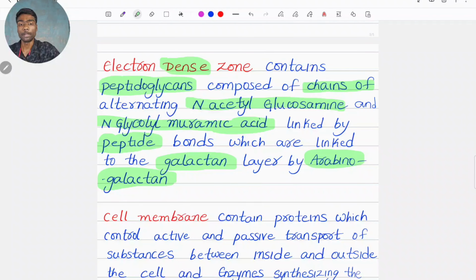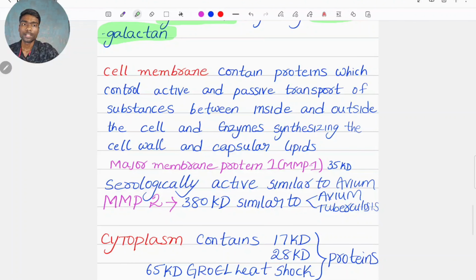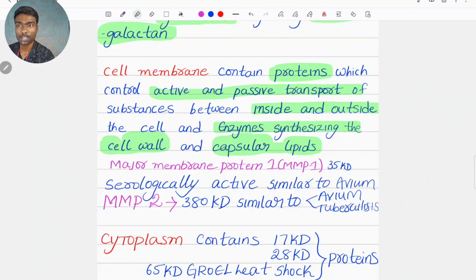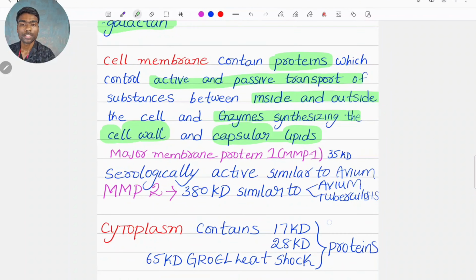Coming to the cell membrane, it contains proteins responsible for active and passive transport of substances between inside and outside the cell, from outside to inside the cell and from inside to outside the cell, and enzymes responsible for synthesizing cell wall and capsular lipids. These two layers which are present above the cell membrane, both cell wall and capsule, are produced by enzymes from the cell membrane.